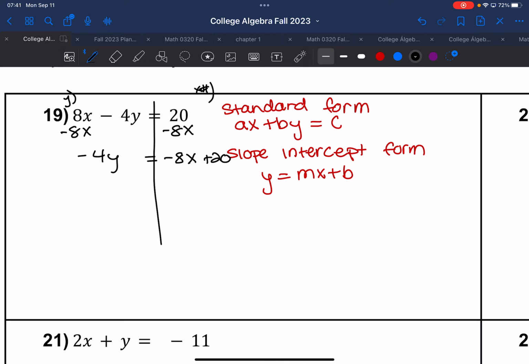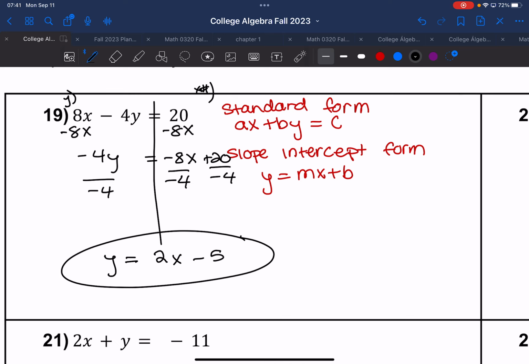And then what's our last step to get y by itself? Divide by negative 4. We're going to divide every term by negative 4, so that negative 8x and that 20. So we get y is equal to, what's negative 8x divided by negative 4? 2x. And then 20 divided by negative 4? Negative 5. So this is our answer. We took our standard form of 8x minus 4y equals 20 and turned it into slope-intercept form y equals 2x minus 5. Why is this answer considered slope-intercept form?